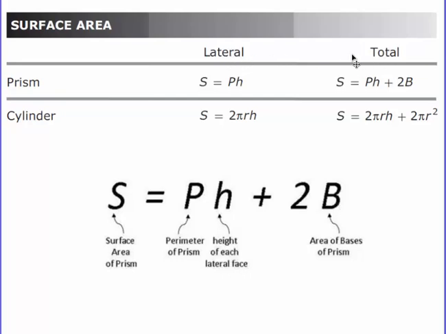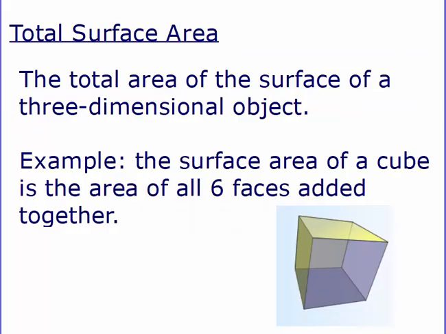So let's differentiate between total and lateral. Since we have two different types of formulas, why do we have two? Why in total surface area do we have PH plus 2B, whereas the lateral surface area we just have the PH part? Or in a cylinder we have 2 pi RH plus 2 pi R squared, and then for lateral we just have 2 pi RH. So let's find out what the difference is.